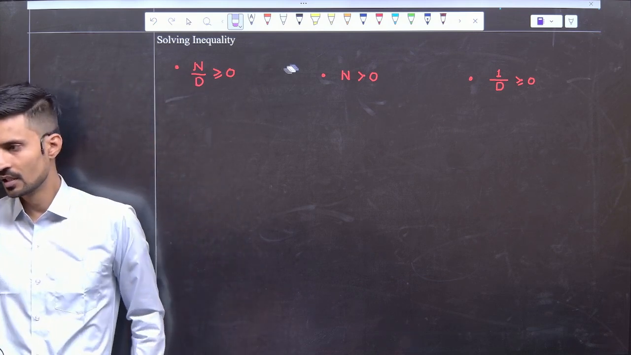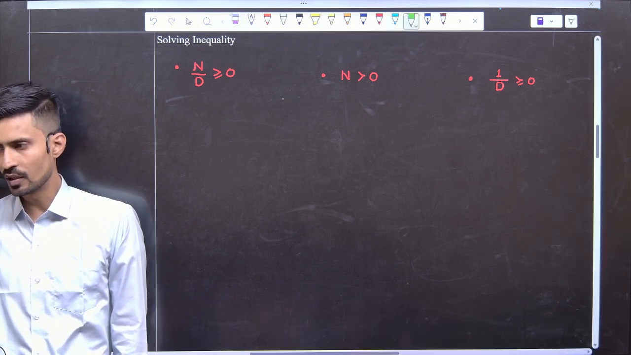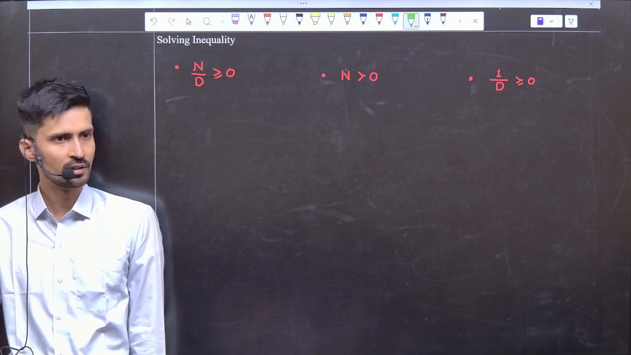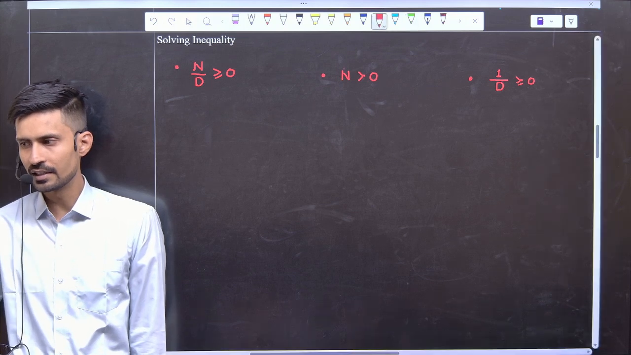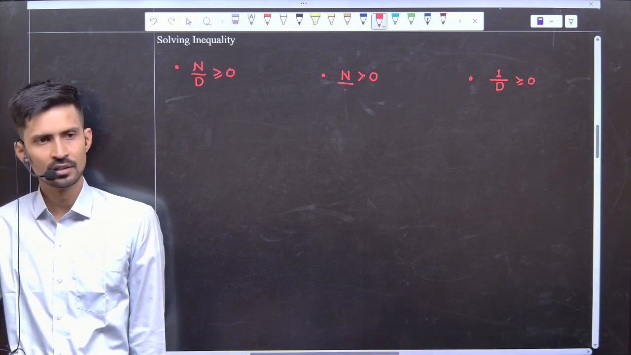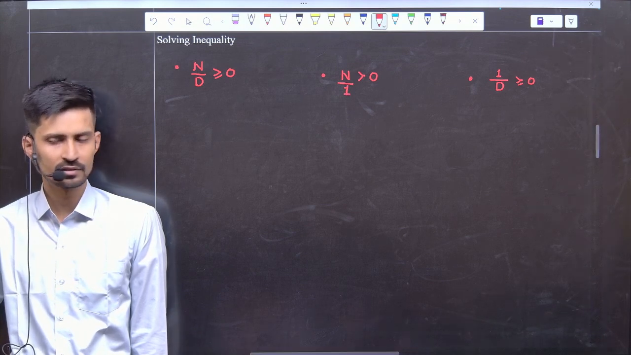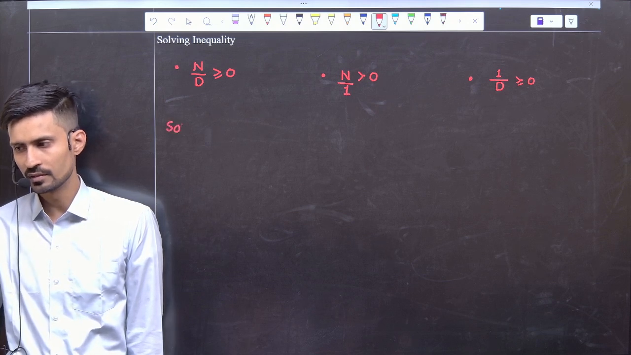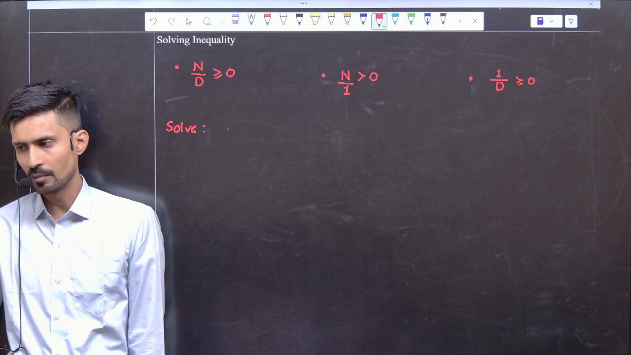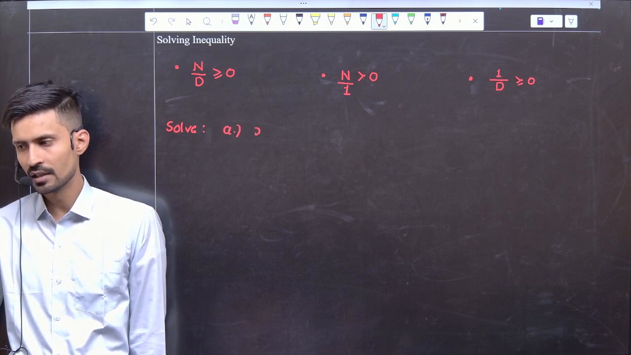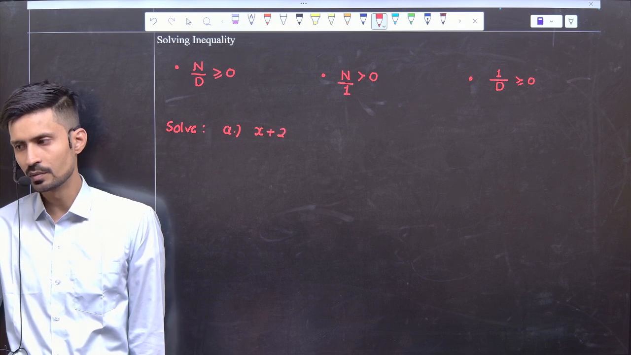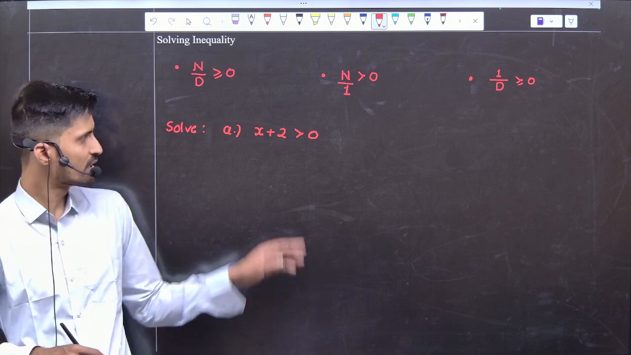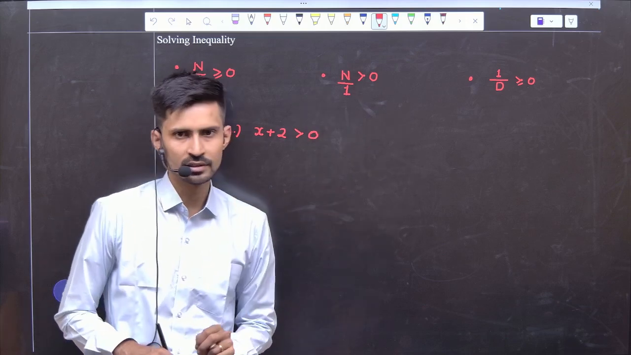Okay. So first of all, I will teach you simply the numerator format. It means nothing will be there in the denominator; in the denominator, simply 1 will be there. Like one question if I take: solve, A part I am taking here, x plus 2 greater than 0. So which format is this? Format 1, 2 or 3?